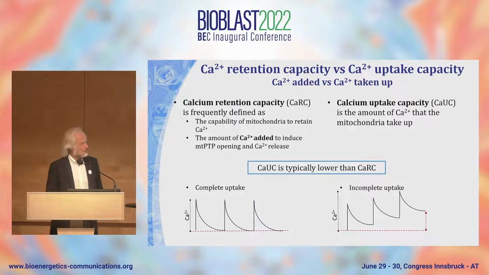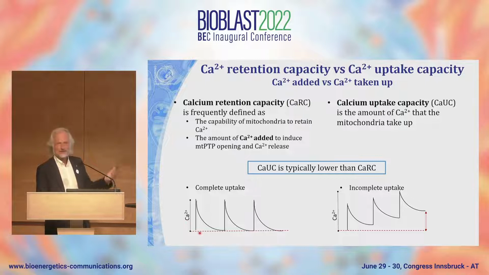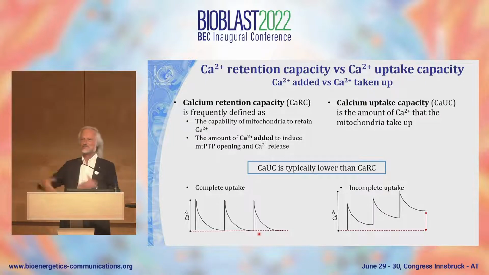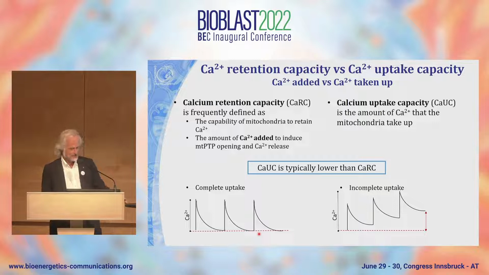So we usually think of a very simple model when measuring calcium retention capacity. Here in this lower slide is the calcium concentration. We titrate calcium, say in isolated mitochondria, and calcium spikes initially and is taken up. And as we go through cycles of calcium titrations, then we reach a point of permeability transition where calcium release is triggered. And this point marks the calcium retention capacity.